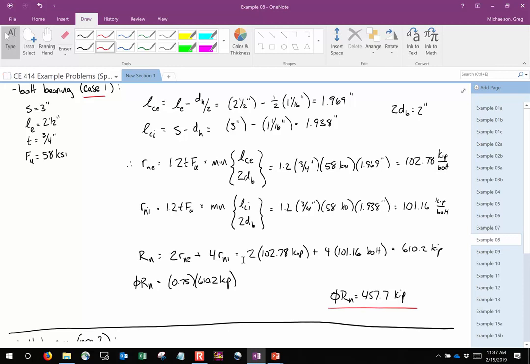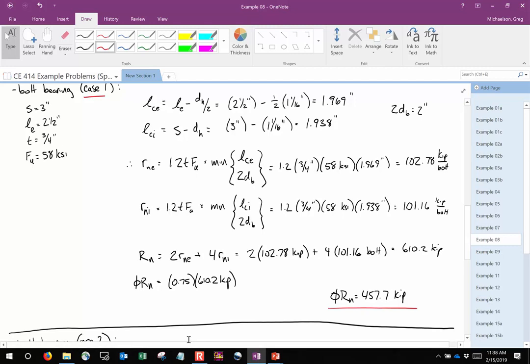Is that the same thing as before? That's not this times 0.75? That's weird. This is why I don't like using this table. Standard. We're using standard size holes. This is why I don't like using this table. I'm going to look into this. Yeah, I don't know what's going on because this isn't right. Or I'm missing something. I don't know. I'll look at it later. We have to move on.